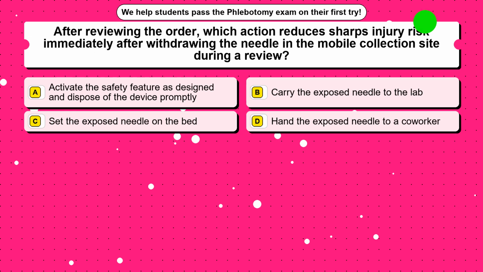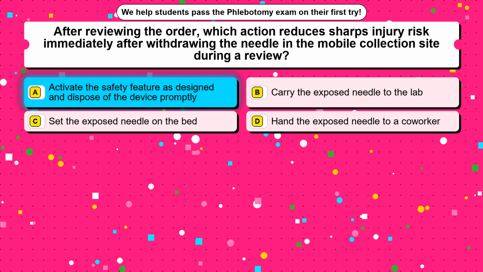Question 96. After reviewing the order, which action reduces sharps injury risk immediately after withdrawing the needle in the mobile collection site during a review? Option A. Activate the safety feature as designed and dispose of the device promptly. Option B. Carry the exposed needle to the lab. Option C. Set the exposed needle on the bed. Option D. Hand the exposed needle to a coworker.